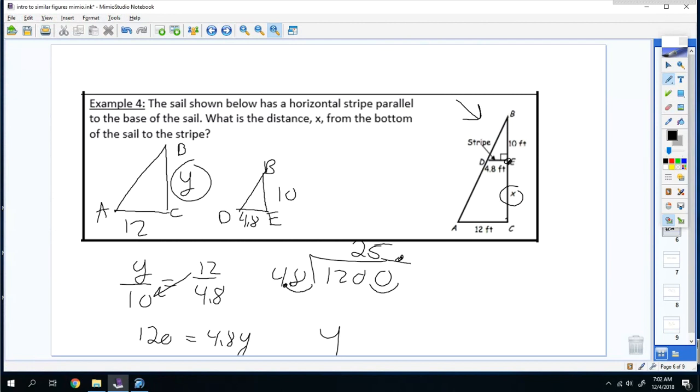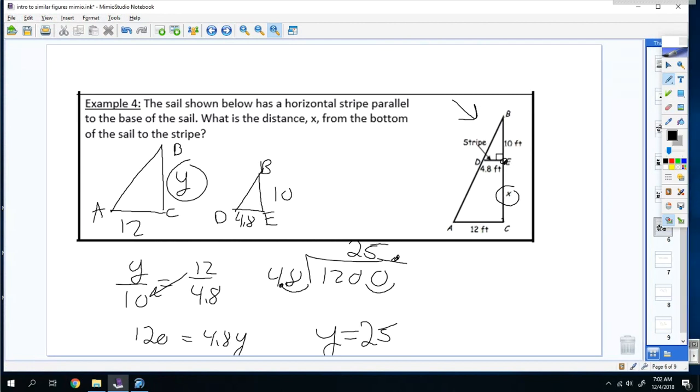So y equals 25. Now, that's not our answer because what we just figured out was the entire length BC. That entire length BC equals 25. Part of it is 10, while the other part we don't know. So what can I add to 10 to get to 25? 15. So x would equal 15.